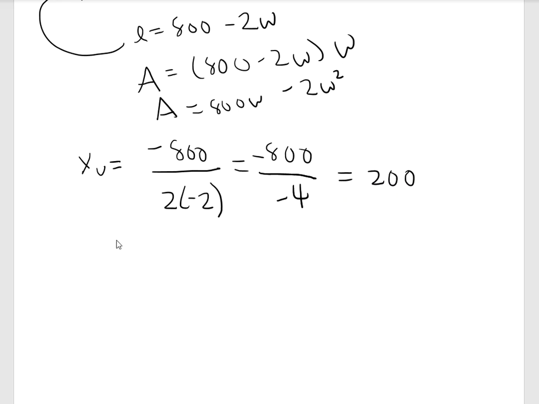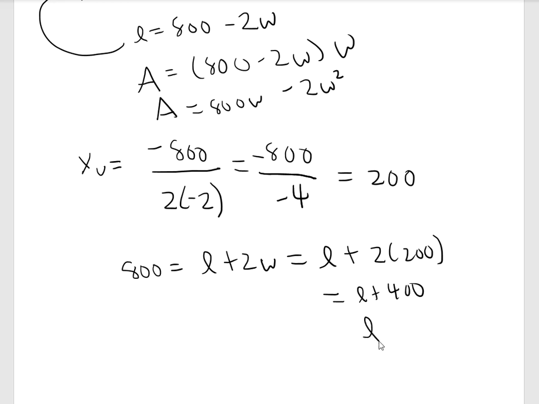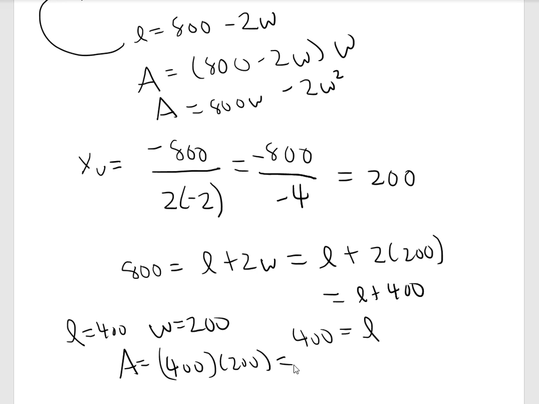And if I plug 200 into this equation, or I can just use the perimeter equation if I want. Remember the perimeter equation. It's probably going to be easier to do it this way. L plus 2 times W. So this is going to equal L plus 2 times 200, which is equal to L plus 400. So therefore L equals 400. So the length is going to be 400. The width is going to be 200. And the area is going to be 400 times 200, which is equal to 80000. So this is the maximum area. Okay?